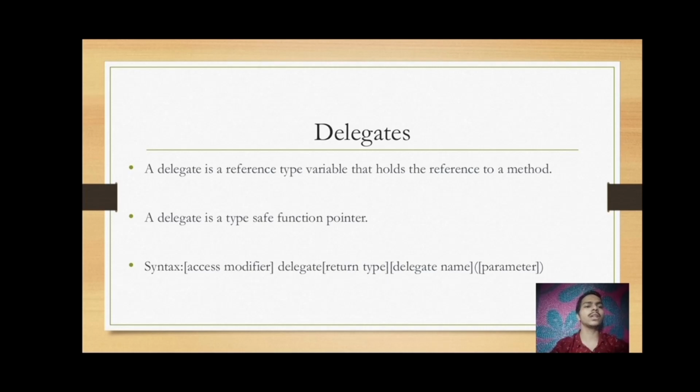To create a structure, we use the struct keyword. To create a class, we use the class keyword. Similarly, if we want to create a delegate, we use the delegate keyword. We can think of it as a method with a delegate keyword. So first, it will have an access modifier followed by the delegate keyword, then the return type and delegate name, and we have to pass the parameter. So now I will move to the code.